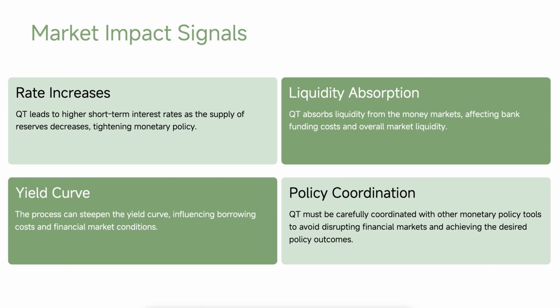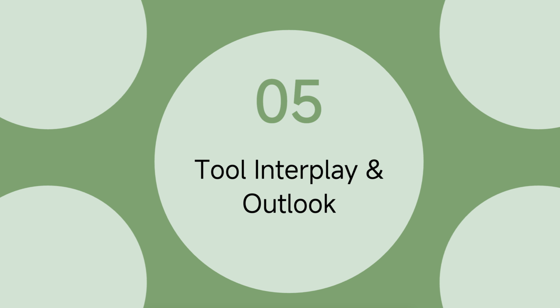Because of these effects, QT must be balanced carefully with rate hikes. Too much tightening at once can stress markets. This balancing act is why the Fed often adjusts the pace of QT based on the economic outlook.